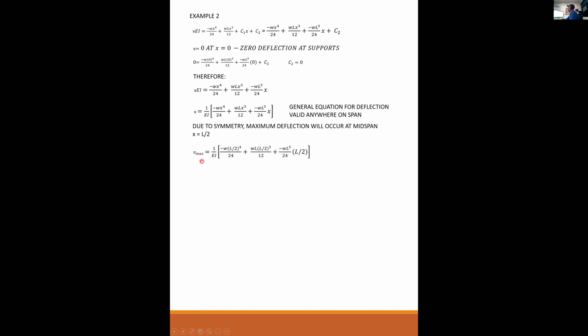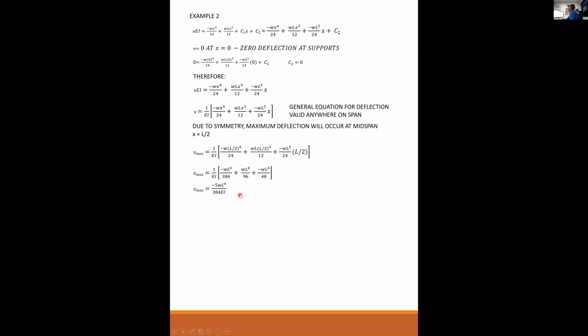So my maximum deflection is found by plugging in L over 2 everywhere you have an x. That gives me, simplifying each one of these terms, and then I can further simplify down to minus 5 wL to the fourth over 384 EI.